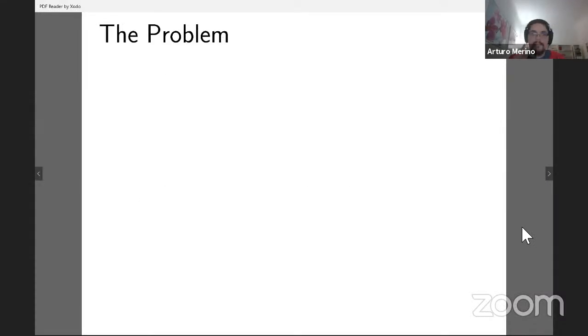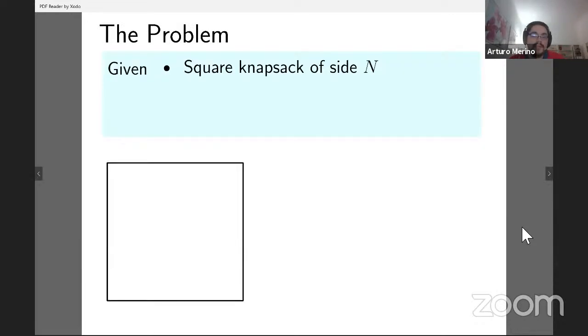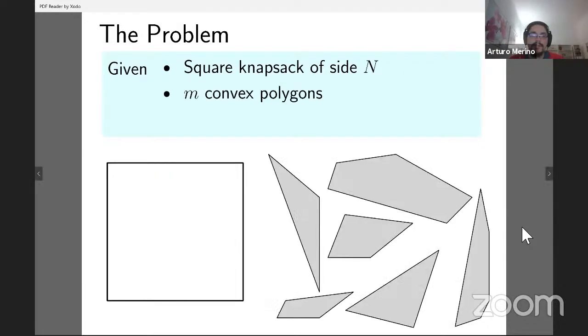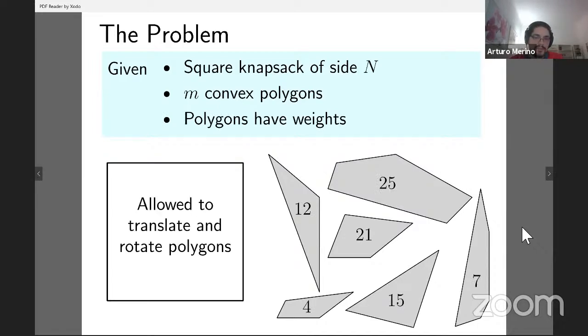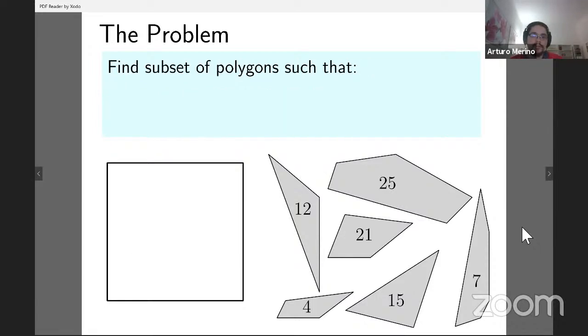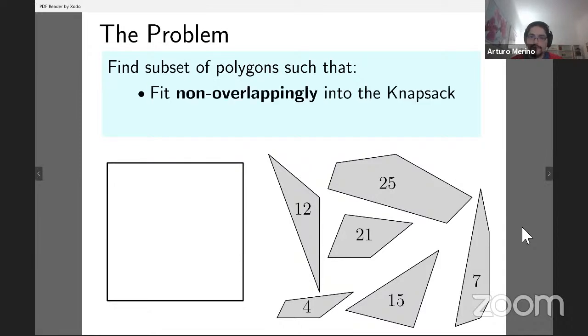Okay, so let me quickly recap the problem. We're given a square knapsack of side n, where n is an integer. We're also given m convex polygons, and these polygons have some weight associated to them. We are allowed to translate and rotate these polygons as we see fit. What we want to do is find a subset of the polygons such that first they fit non-overlappingly into the knapsack.